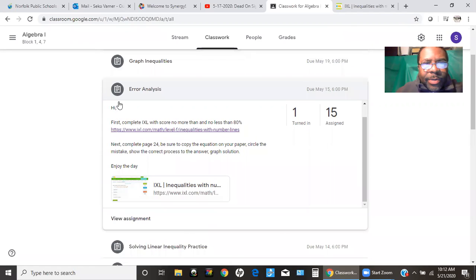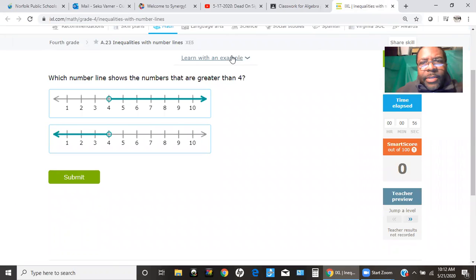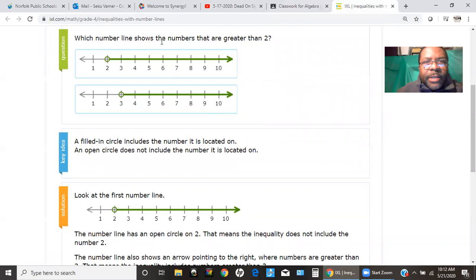All right, so on the error analysis, you're going to click on this link, and that's going to take you here. All right, so let's talk about error analysis right now. I like starting off with the learn with an example. Okay, so which number line shows the numbers that are greater than 2?